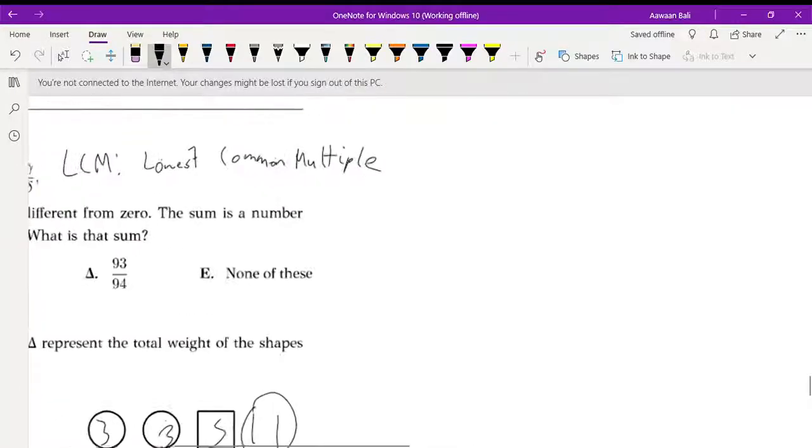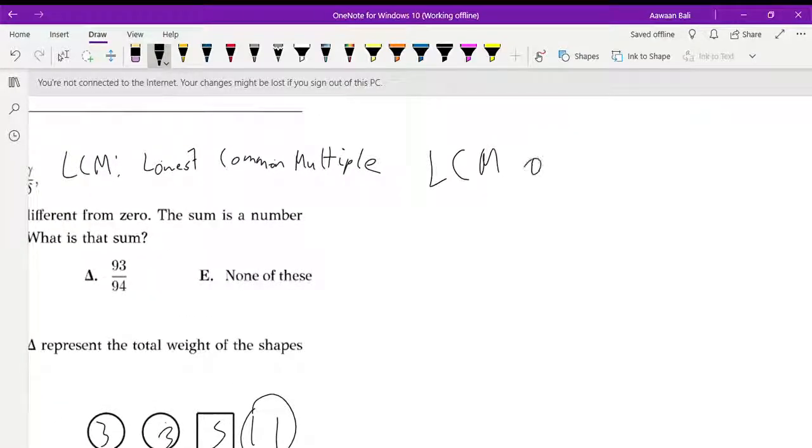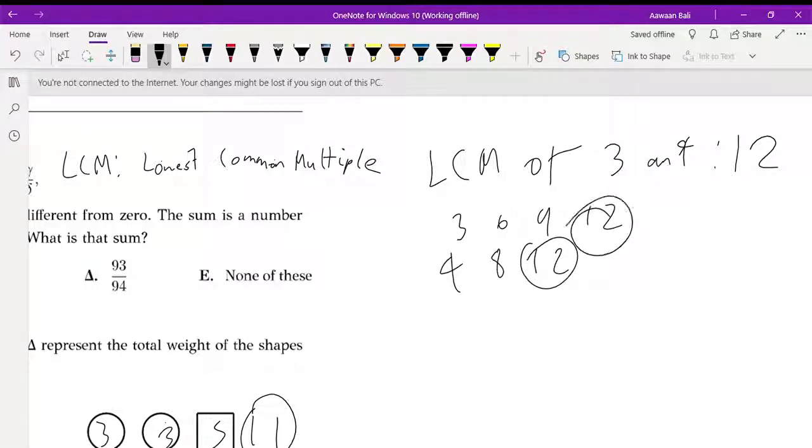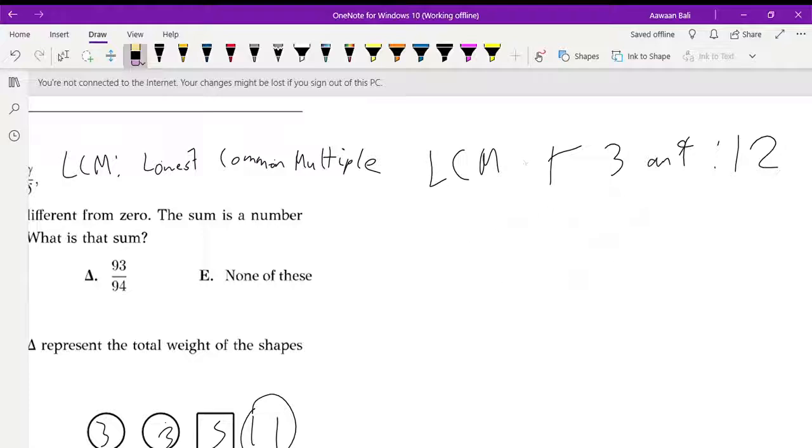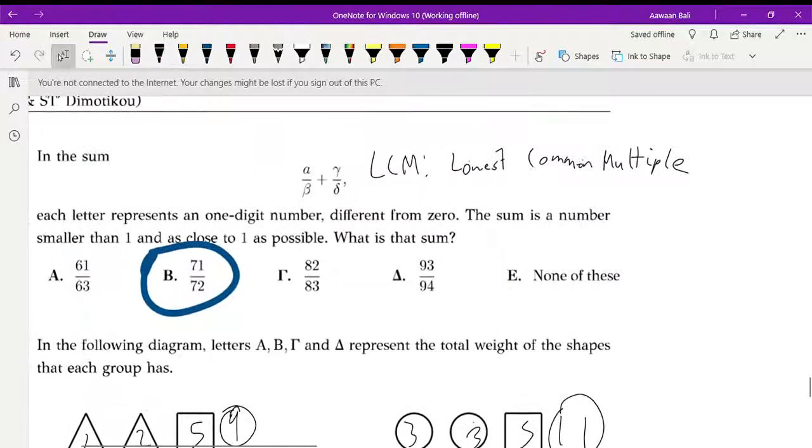Another example is the LCM of 3 and 4. That's again 12, because 3, 6, 9, 12, and 4, 8, 12. The first pair you get is the LCM, basically. But if you know your multiples, it can be easy to find.